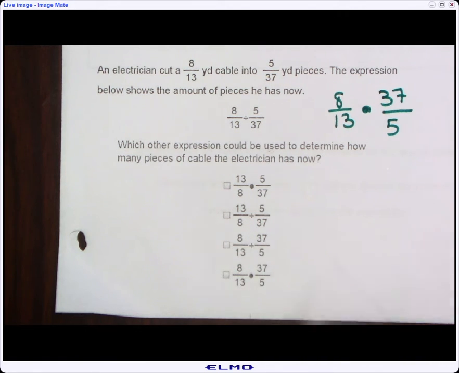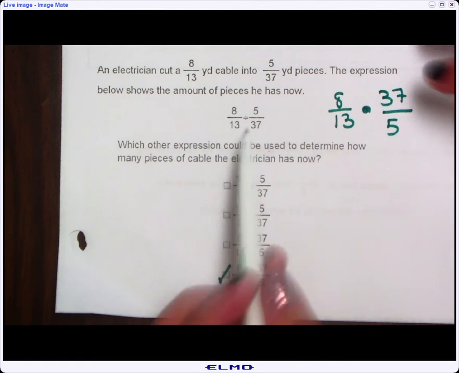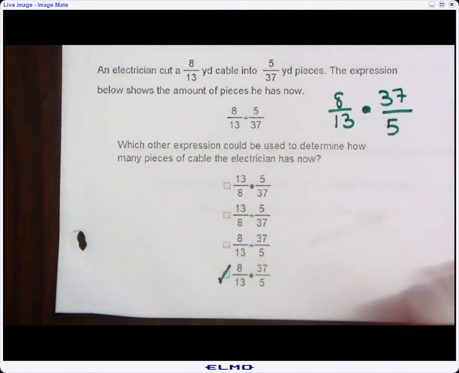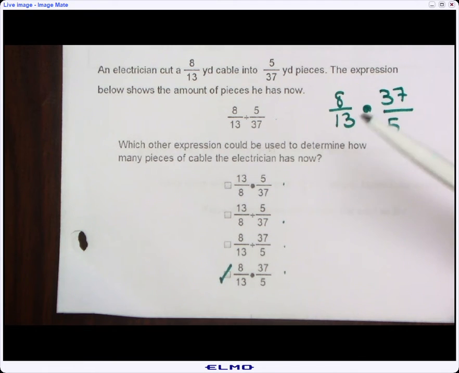So I'm going to look down through here and see if this is any of the choices. Yeah, right here, that matches. So I know that these two match. Now, if I wasn't sure, if I didn't remember that keep, change, flip from vocabulary, then I could just put this in my calculator and write down the number I got, and then do the same thing for all of these and write down what each of these would be, and the one that matches would be your correct answer choice.